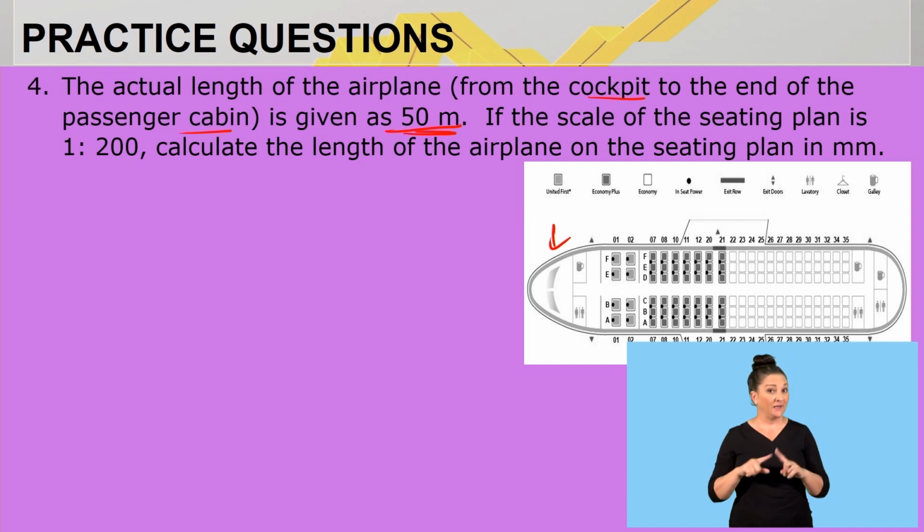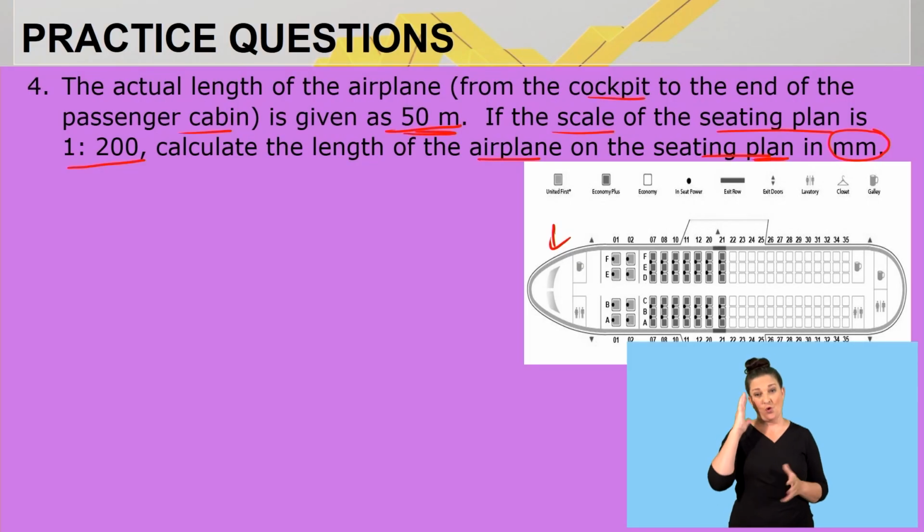It further says, if the scale of the seating plan is 1:200, calculate the length of the airplane on the seating plan in millimeters. So what does it mean? We know that in real life, the actual length of this plane is 50 meters. But we would like to know what is that 50 meters when I draw it, like in this case, on an A4 paper, or when I bring it down to a plan, like in this case, a seating plan. Okay, now let's quickly answer this one.